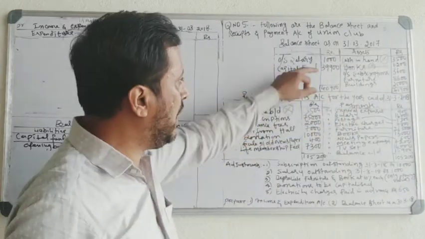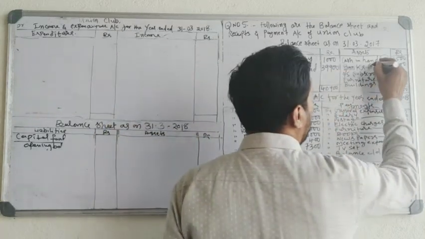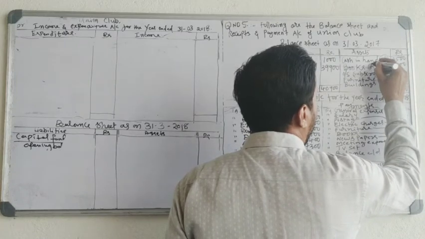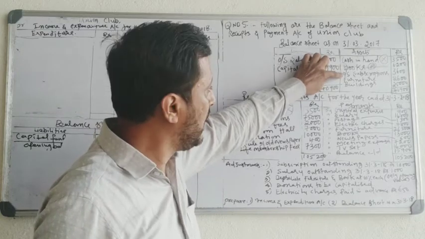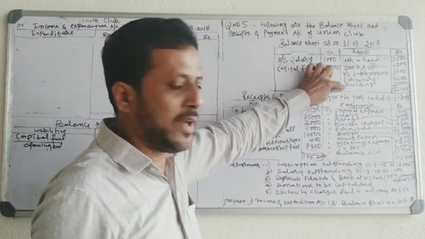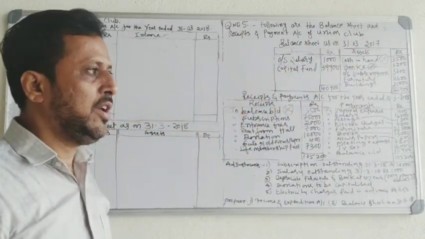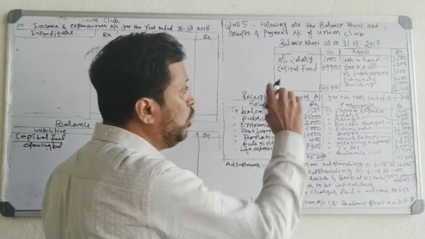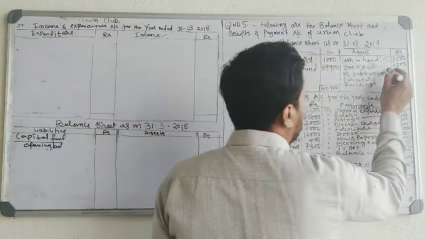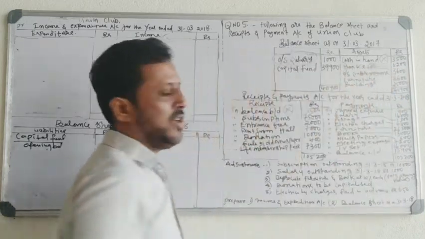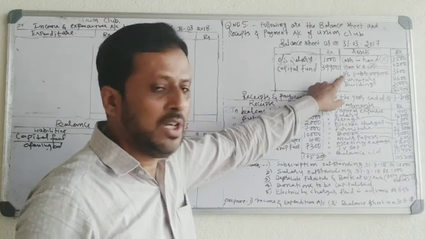Okay. Then after that, you have books. Books is an asset. You have outstanding subscription. You have furniture. You have building. Okay. So from the balance sheet, you have to see the outstanding items. 2 outstanding items are given. One is outstanding salary, another is outstanding subscription. Outstanding salary is on the liability side, outstanding subscription on the asset side.